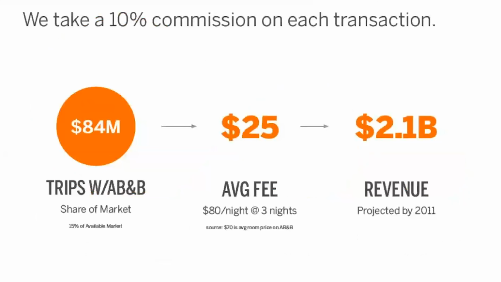Now take that number, 84 million, which is their goal for their share of the market, the SOM, and Airbnb is going to take 10% commission on each transaction. That's going to be about $25 per transaction, and that's going to yield them $2 billion in revenue. This is super basic, quick, back-of-the-envelope calculations, but it tells you that this could be a potentially very valuable source of revenue and a very valuable idea.